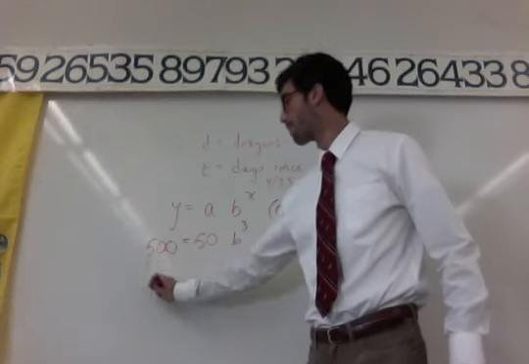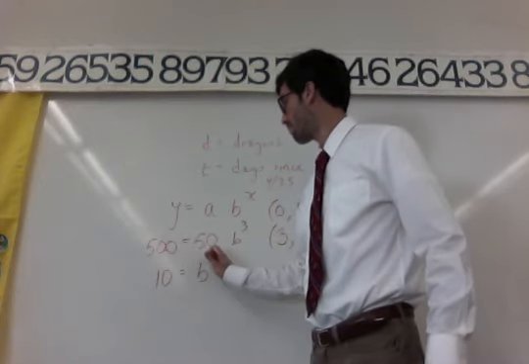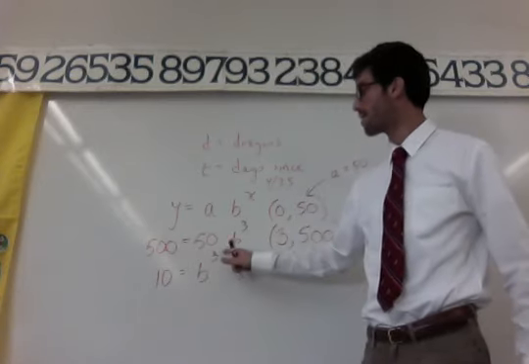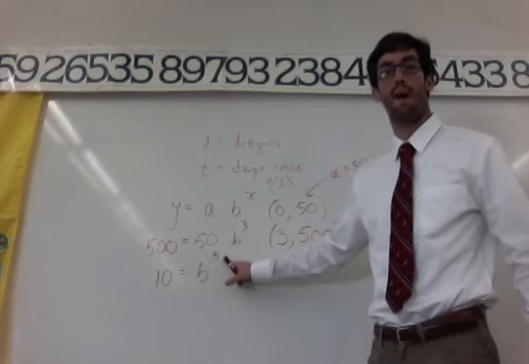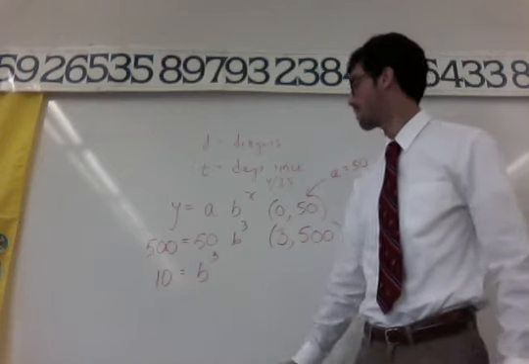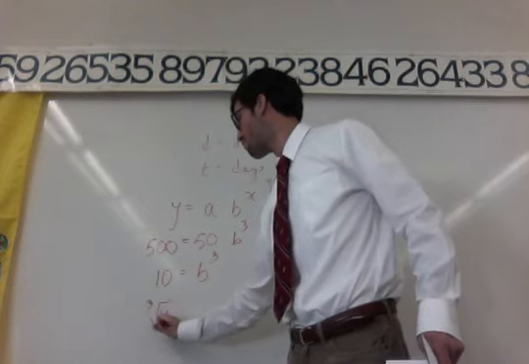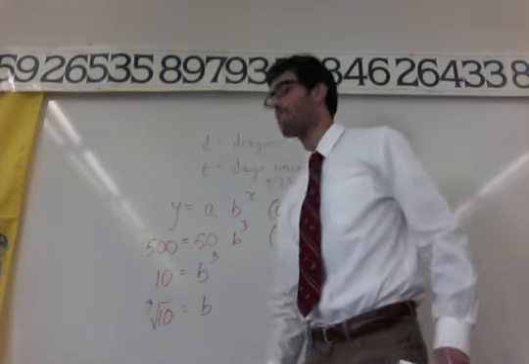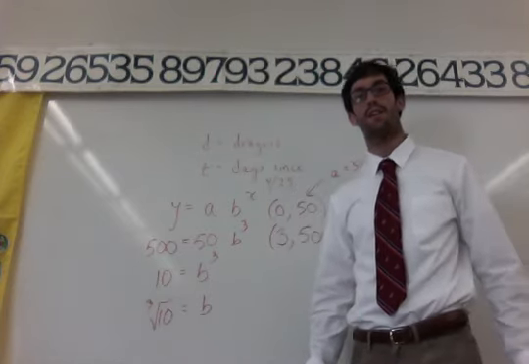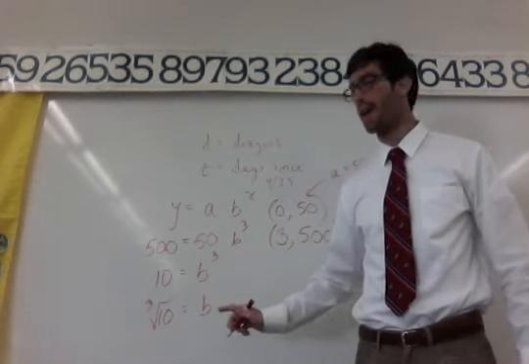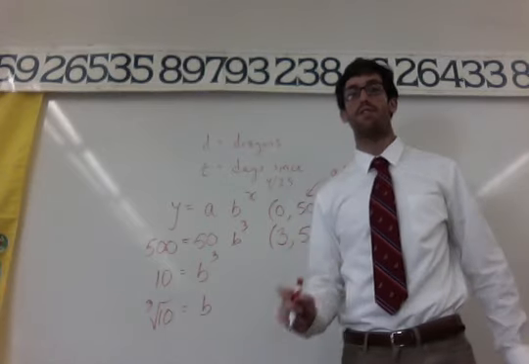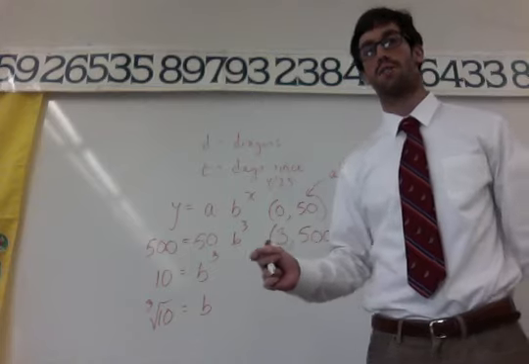Divide by 50. And now raise both sides to the reciprocal power, to the 1/3 power, or cube root. And we get the cube root of 10 for B. Now, if you have a calculator, you might want to punch in cube root of 10, find this as a decimal, and then store that decimal for future use, okay?